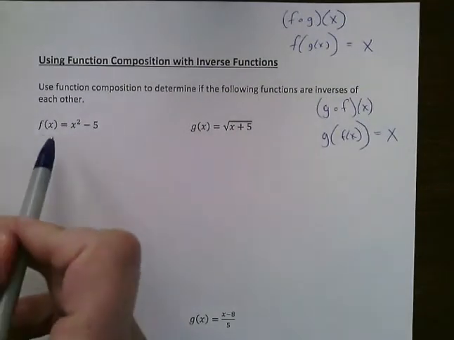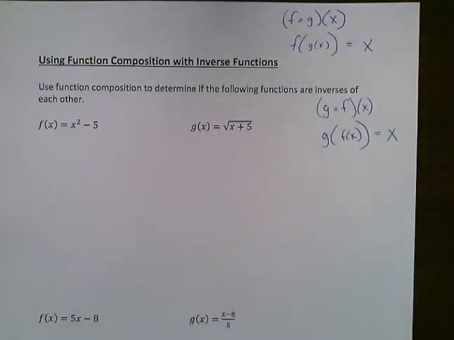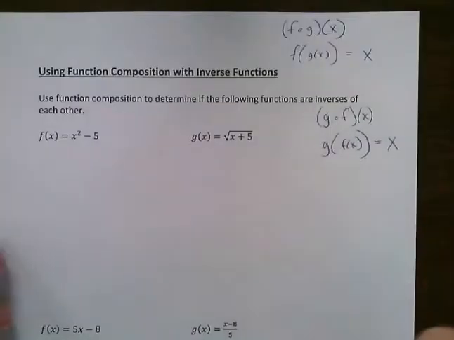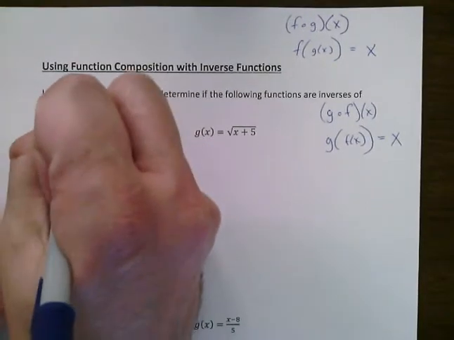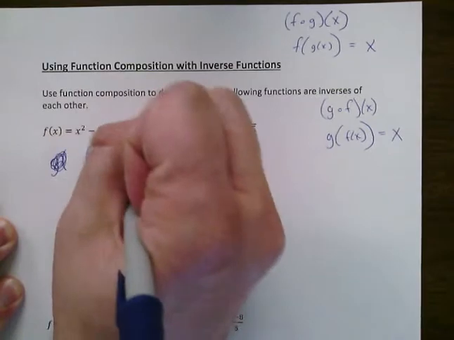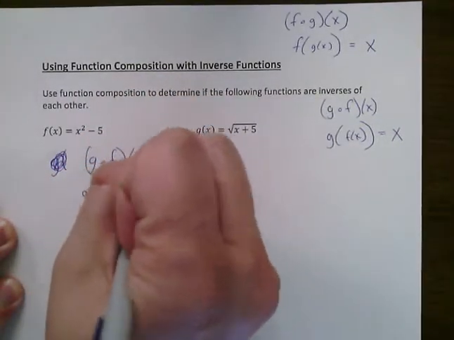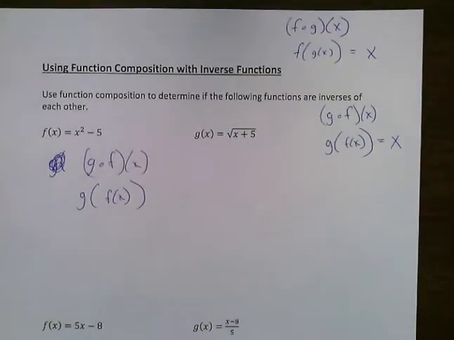So I have f of x equals x squared minus 5, g of x equals the square root of x plus 5. What I'm going to do is use function composition to determine whether they are inverses of each other, yes or no. I'm just going to start with g of f of x. Essentially that means I'm going to take the f function and plug it into the g function, g of f of x.